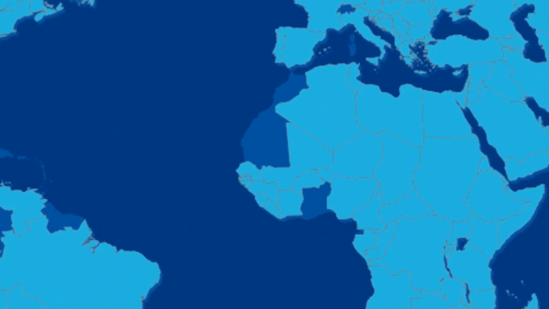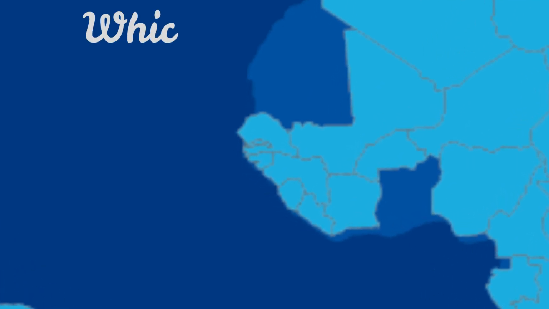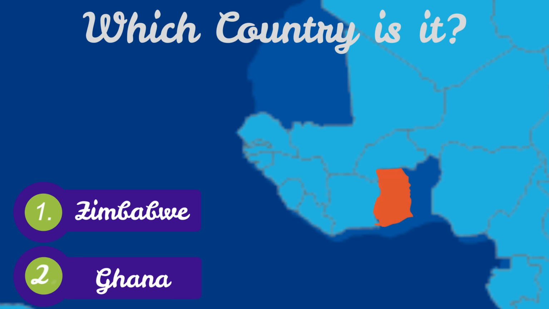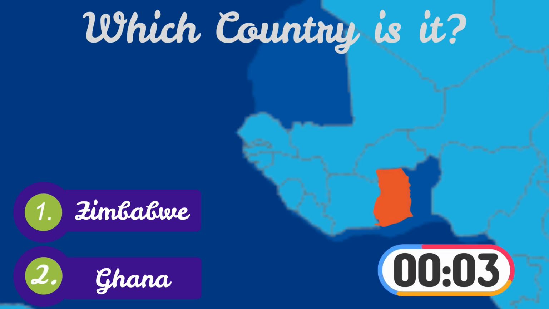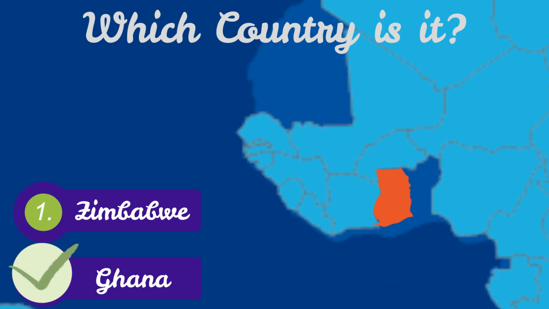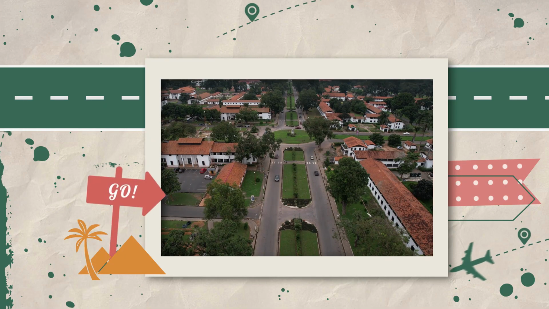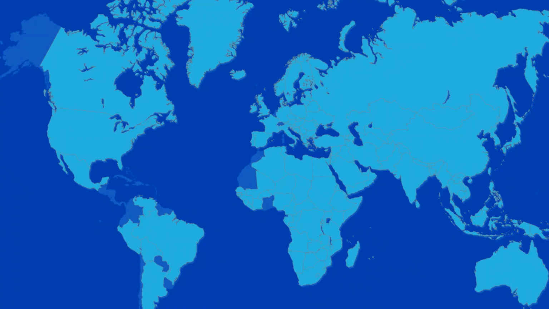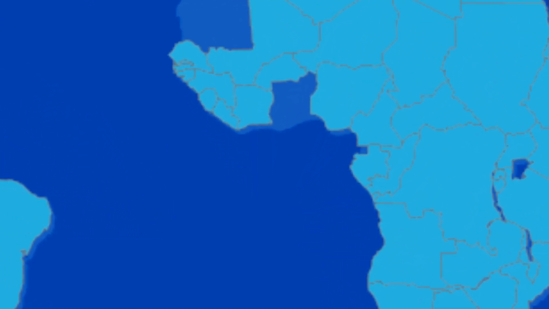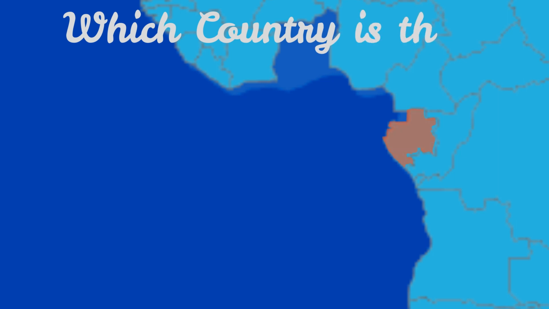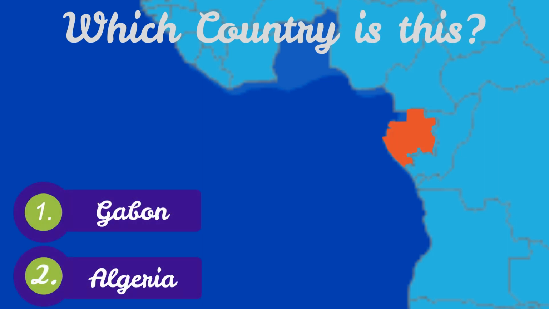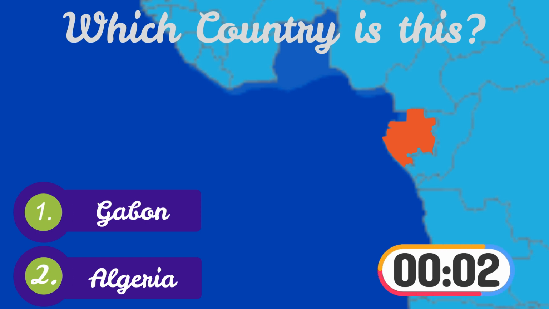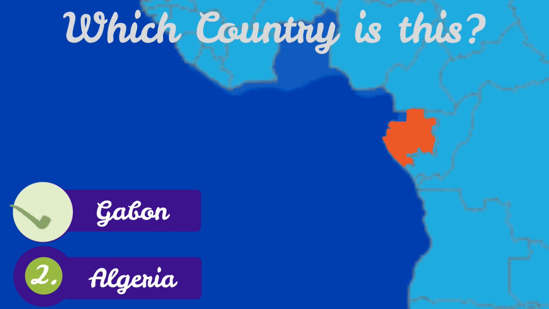Which country is this? Zimbabwe or Ghana? This is Ghana. Accra is the capital of Ghana. Which country is this? Gabon or Algeria? This is Gabon. Libreville is the capital of Gabon.